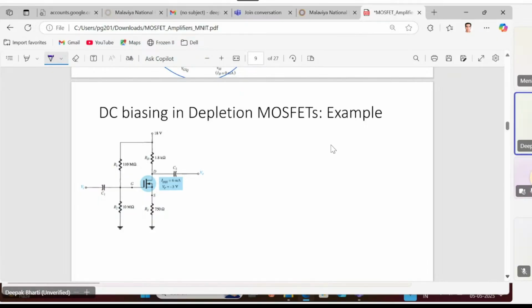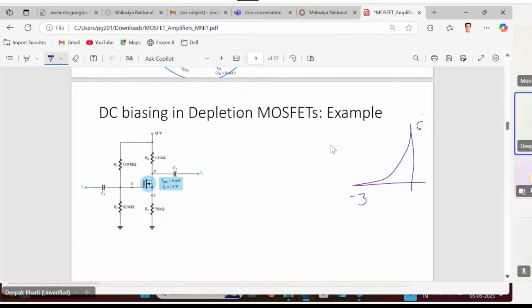Okay, let's make the transfer curve. So IDSS is 6 and VP is -3. Okay, let's try to solve this.